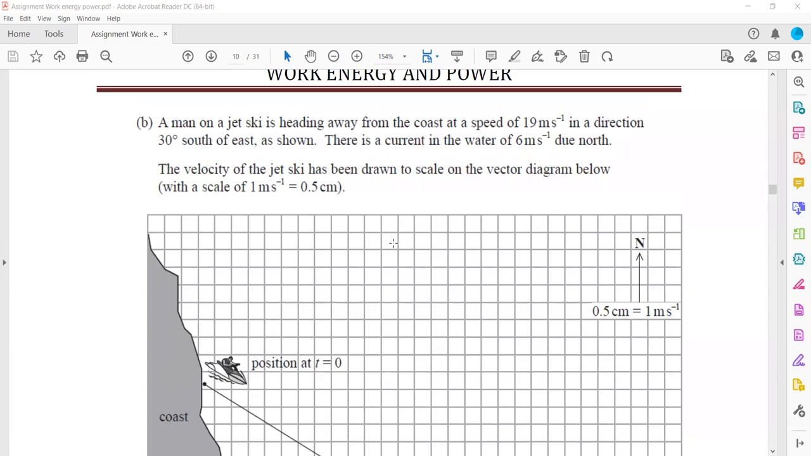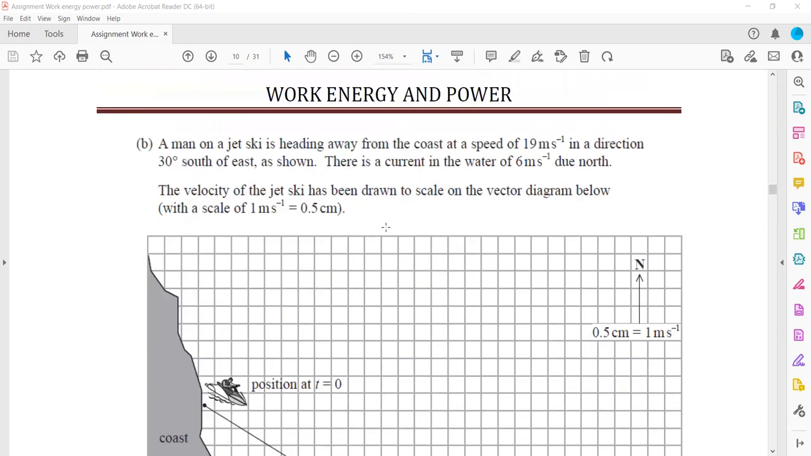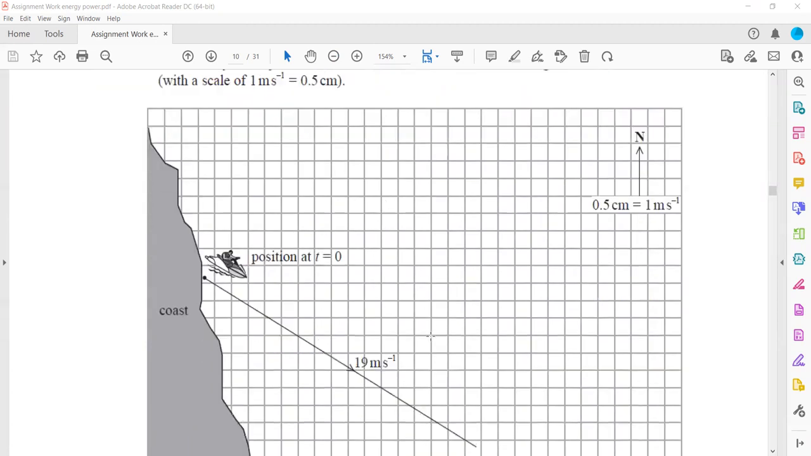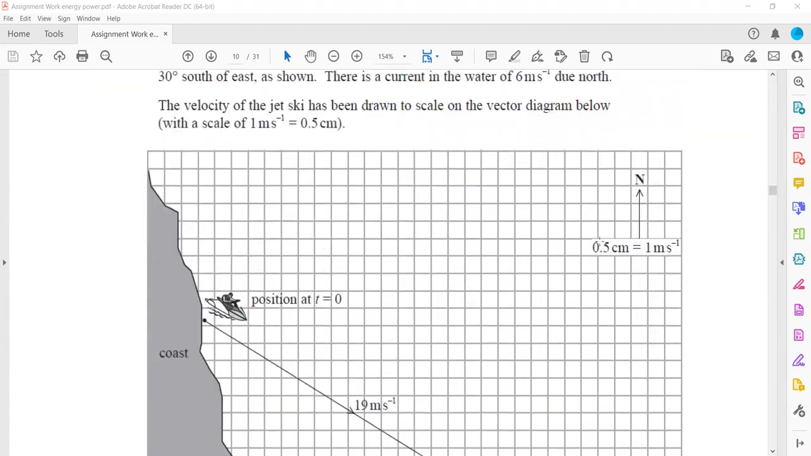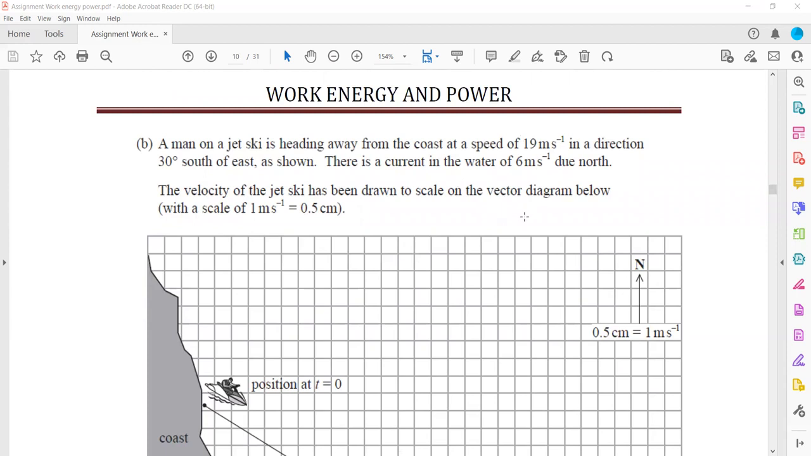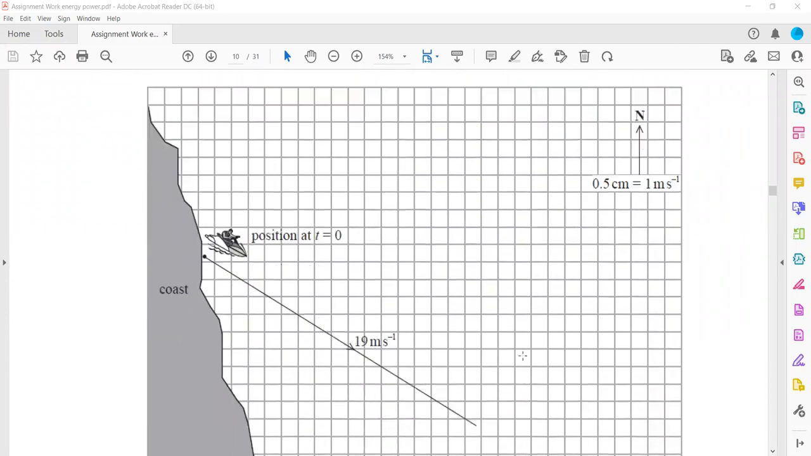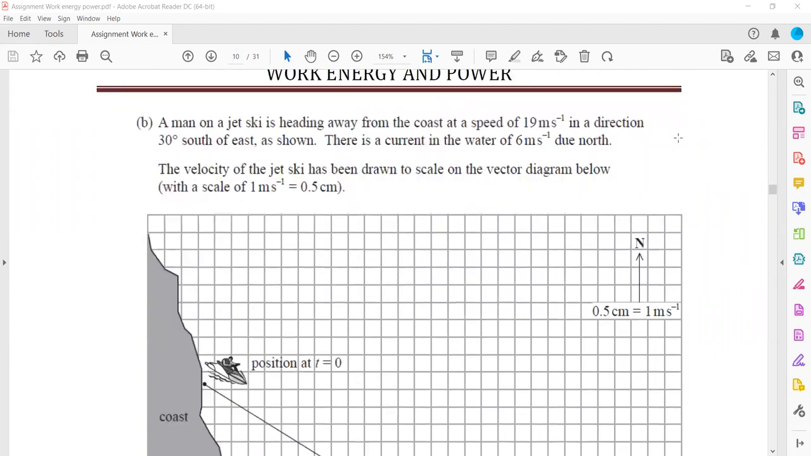Then a man on a jet ski is heading away from a coast at a speed of 19 meter per second in a direction 30 degrees to the south of east, as shown. As you can see here, the scale is given: 0.5 centimeters is 1 meter per second. Then there is a current in the water of 6 meter per second due north. So north is up, and there's a current. So we have to draw it: 0.5 centimeter is 1 meter per second, so 6 meter per second will be equal to 3 centimeter.